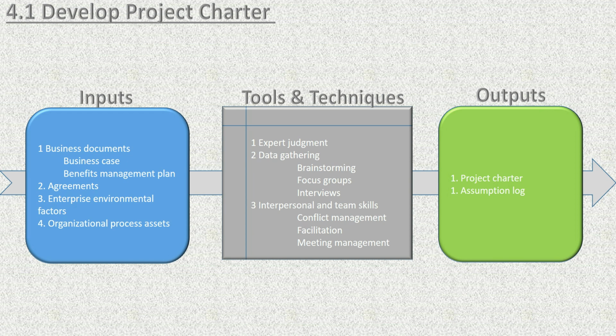The reason being, there are 49 processes as a whole in PMP. You can see this is only one process, and only one process has around 7 to 8 ITTOs. So just imagine, multiply 49 by 7 to 10 or so. We have that many ITTOs in the whole PMP. So it's not worth memorizing that without understanding.